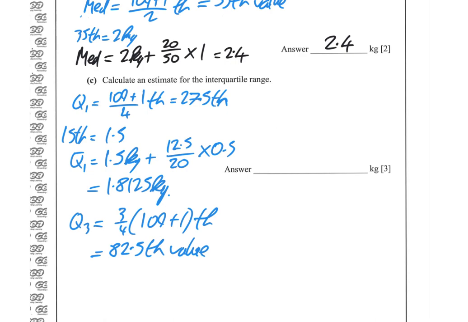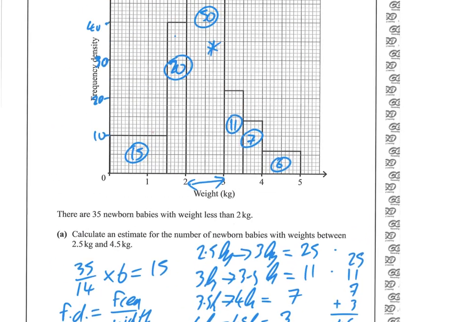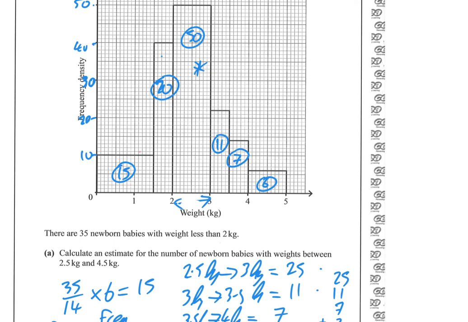So we'll go back to our table and find out where this would be. My first 15 values are in here. And then another 20 takes me up to the 35 values. Another 50 would take me up to 35 plus 50, which is 85. So my answer is going to be in here somewhere.